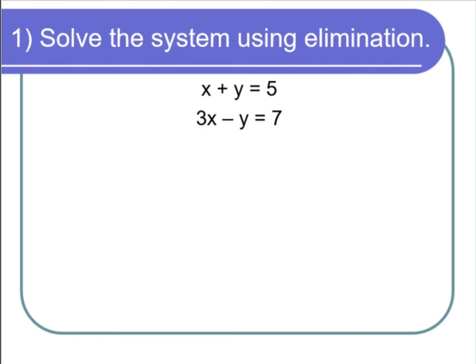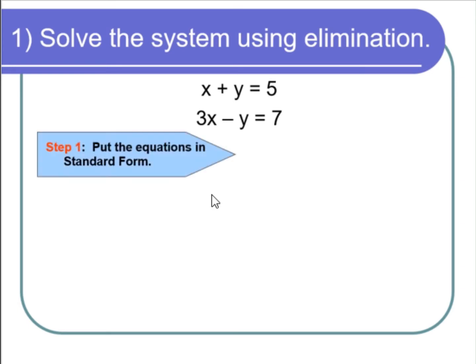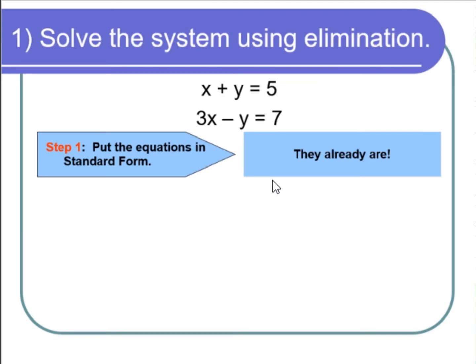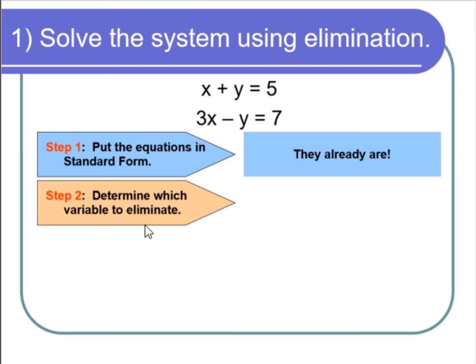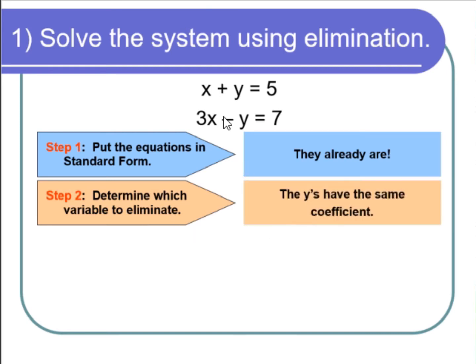Let us try solving the system below using the elimination method. The first equation is x plus y is equal to 5, and our second equation is 3x minus y is equal to 7. To do this, the first step is to put the equations in standard form. Looking at equation 1 and equation 2, they are already in standard form. The second step is to determine which variable we should eliminate. The y's have the same coefficient, which is 1.